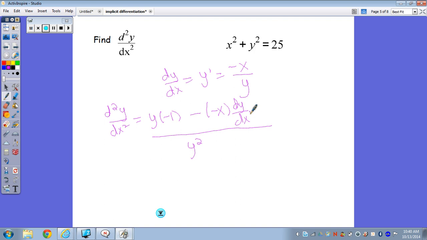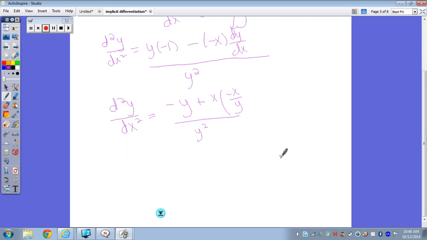So I know what dy/dx is. dy/dx is my original derivative, which is negative x over y. So I'm going to plug this in for that to get my second derivative. So I get the d squared y dx squared for my second derivative. I'm just going to make this negative y. I get minus a negative, so I'm going to make that plus x times this function, which is negative x over y, and then I have it all over y squared. So for a free response, you can leave it like this, but these are generally on multiple choice, so I'm just going to simplify it so we can see what our answer would be on multiple choice.